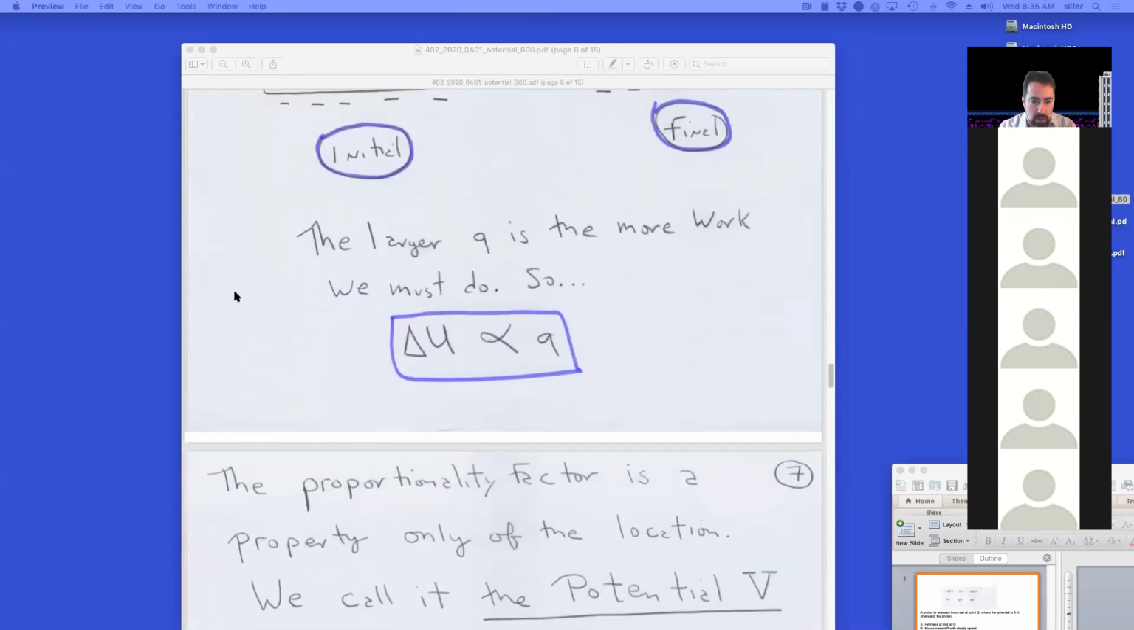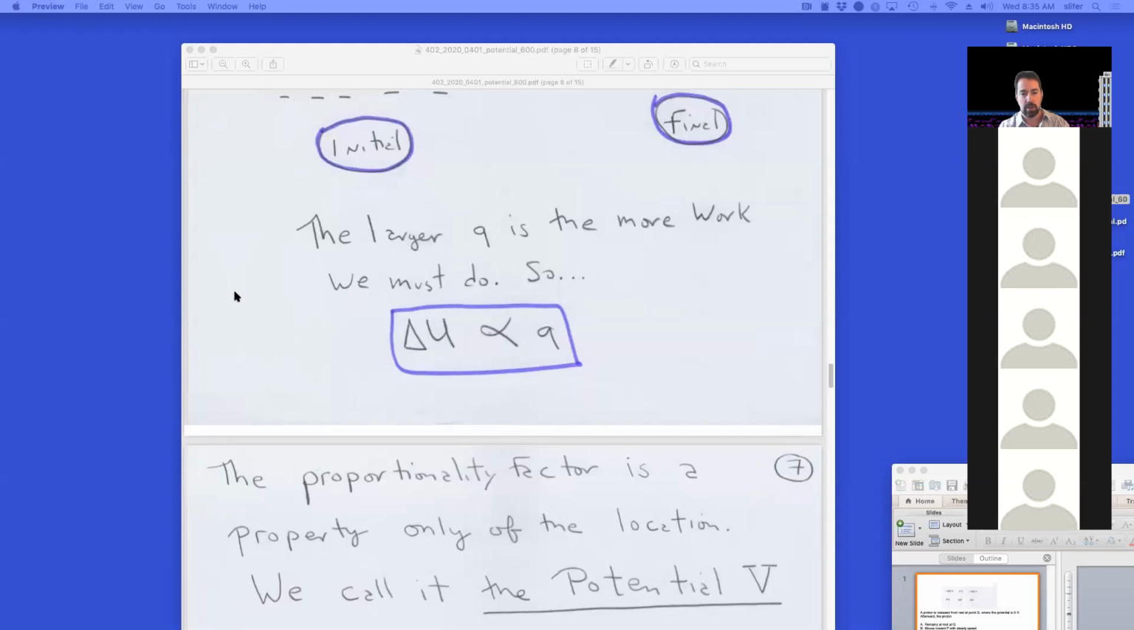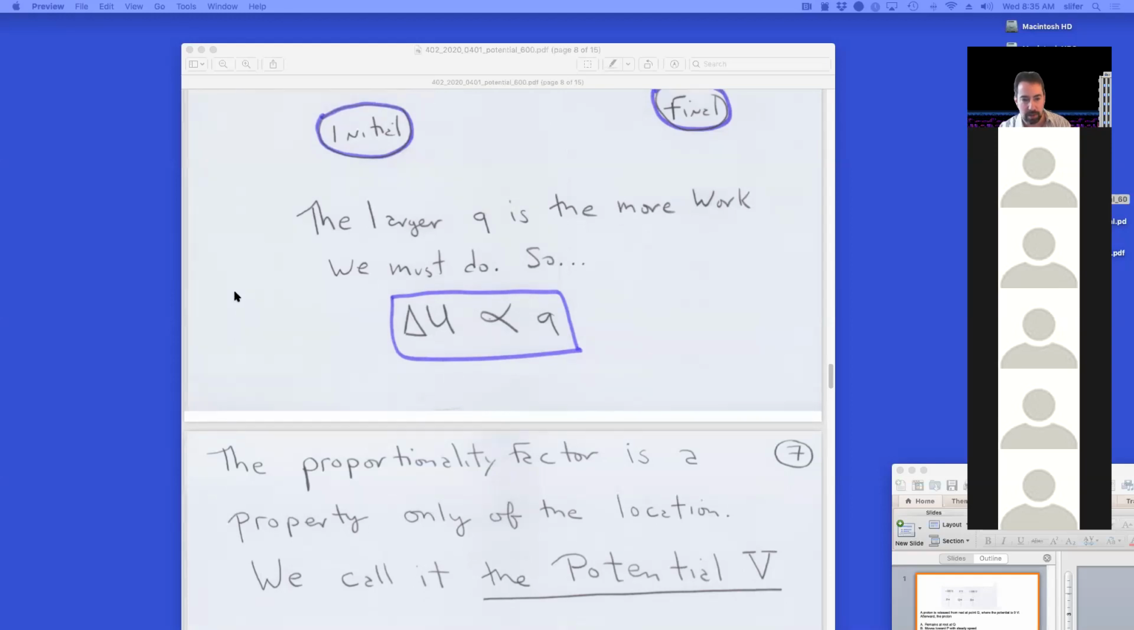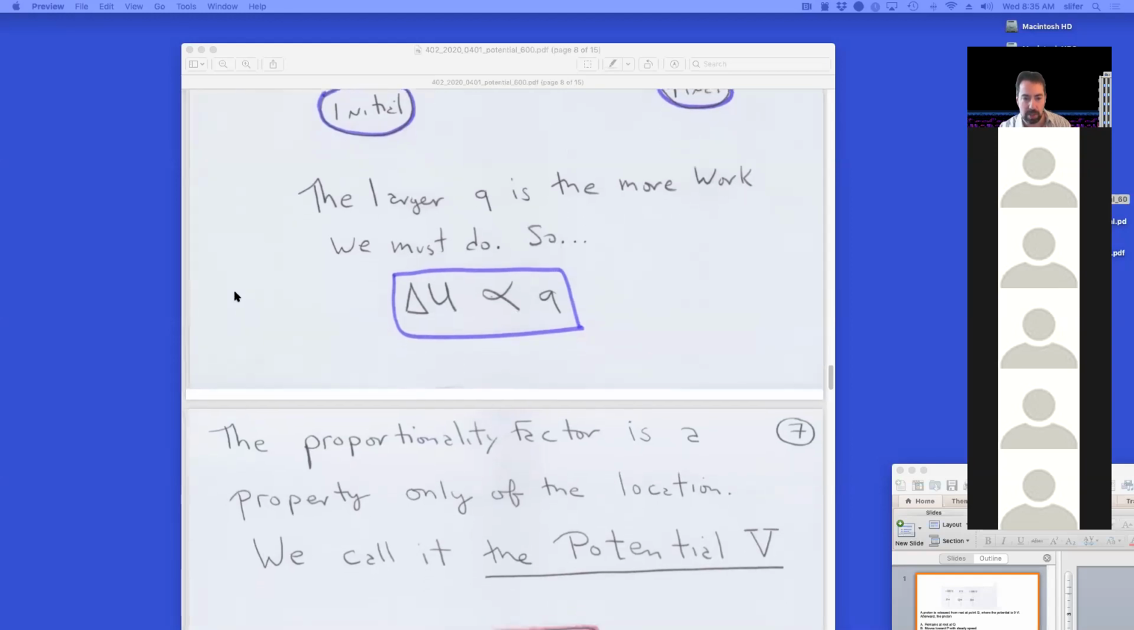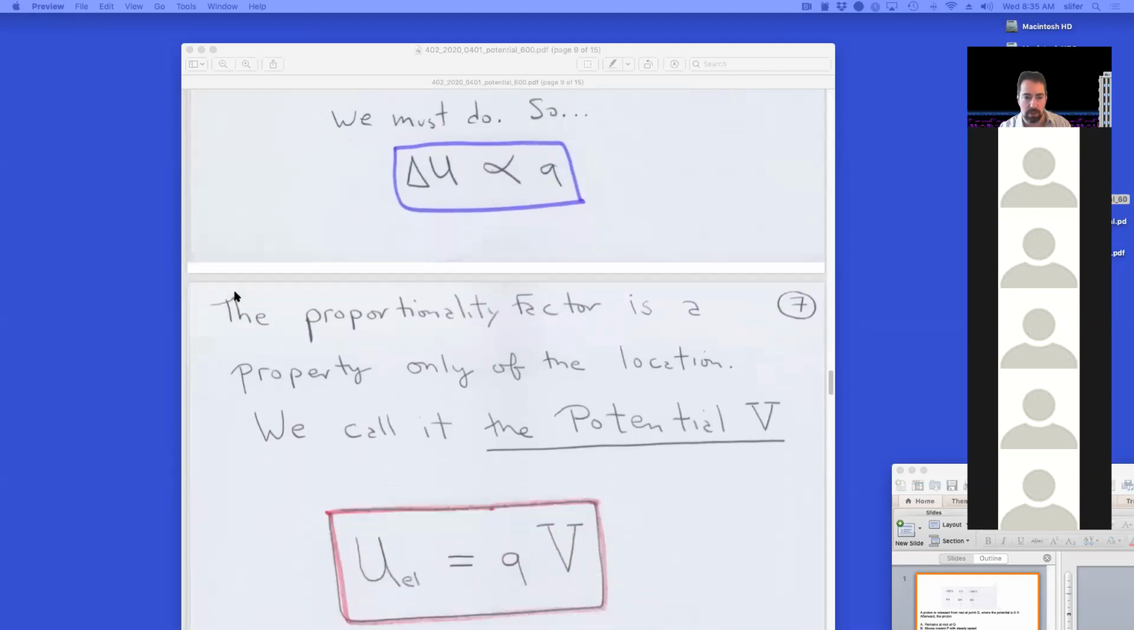And what we just saw was the electrical potential energy is proportional to the charge. We're talking about electrostatic forces. We're not talking about gravitational forces. Sorry about that. The electrostatic potential energy is proportional to the charge.